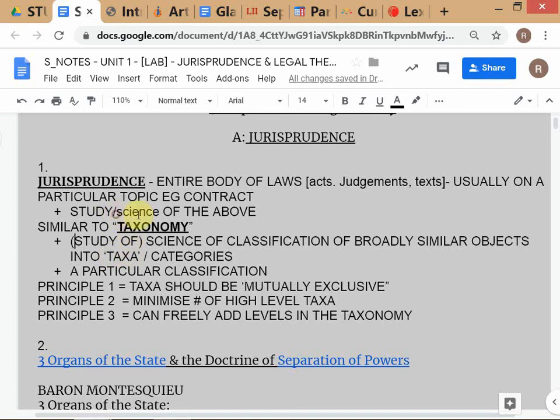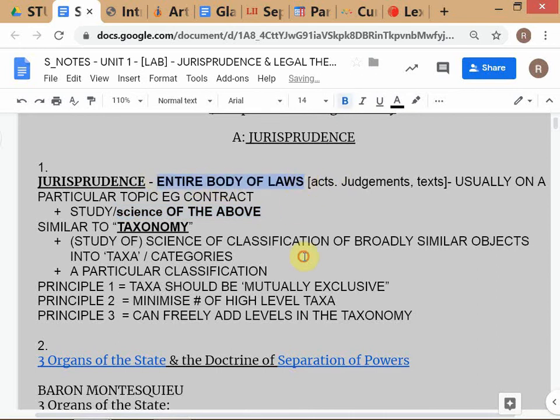And this is the science of the above, and then this is the entire body of law. So I'm going to highlight all this. It will also make it easier for you to study, so you know these are the key words, right? But don't memorize, guys, please.